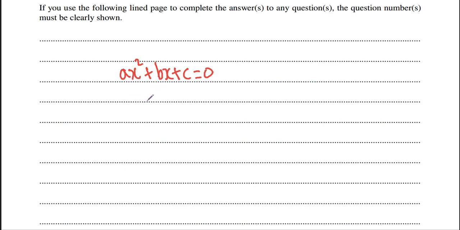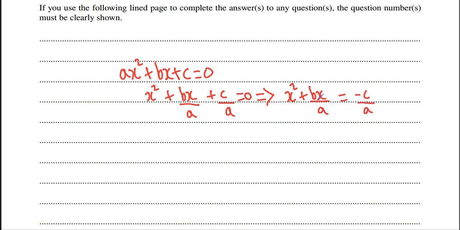So if you divide everything by a, you're left with x squared plus bx over a plus c over a is equal to 0. And then you can bring the c over to the other side, so you're left with x squared plus bx over a is equal to minus c over a. Then you just complete the square for this left-hand side right here.